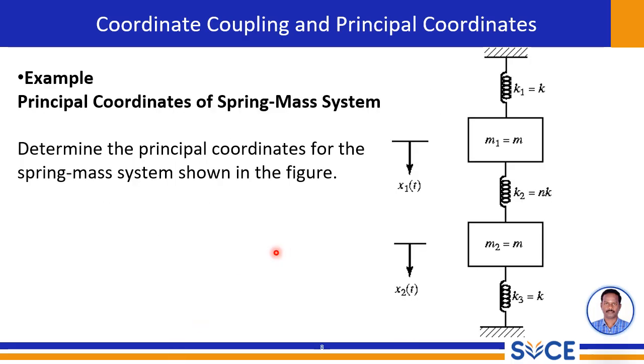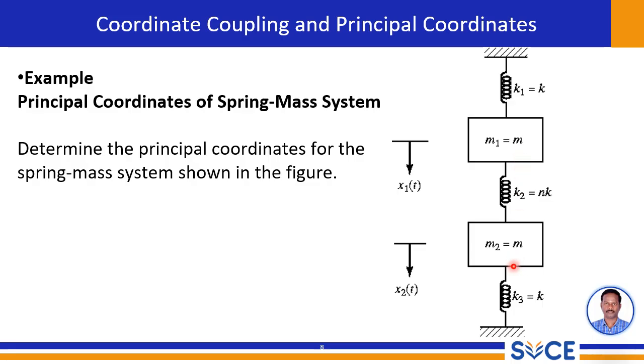We have talked about how complex systems can have coupled motions. Now, let's look at a specific example, a spring mass system. Here, we have two masses connected by springs, and we want to find principal coordinates that simplify this analysis. Let's see how the arrangement is. The masses m1 and m2 are equal. Let me denote m1 equal to m, and m2 also equal to m.